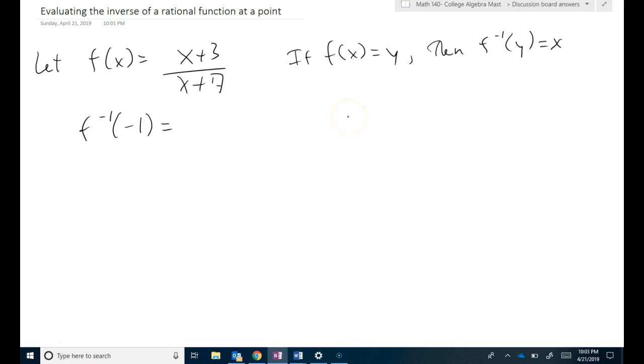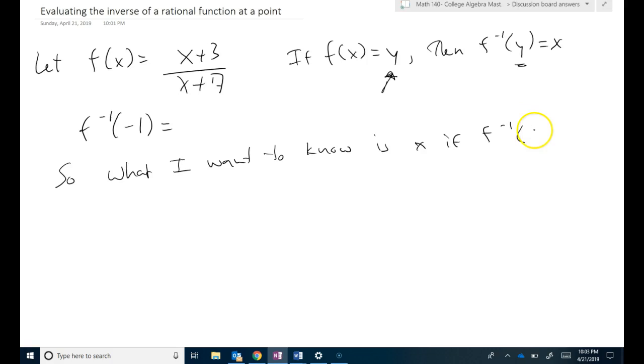Okay, so if I plug in what I'm looking for, I want to know f inverse of -1. So that's going to be my y value right here. So what I want to know is x if f of x equals -1. Notice -1 is in the input place for f inverse, and over here with f of x it is now in the output.